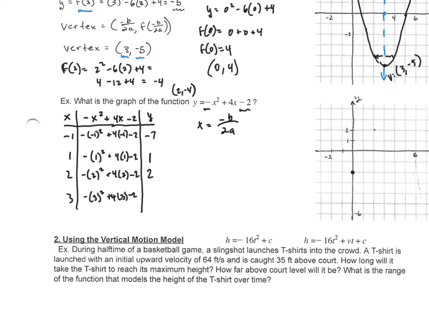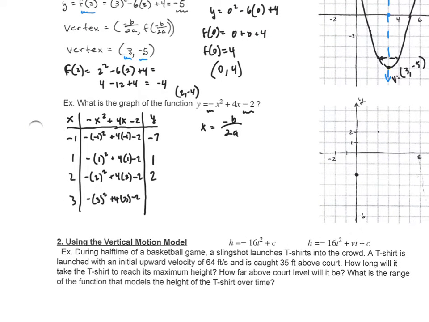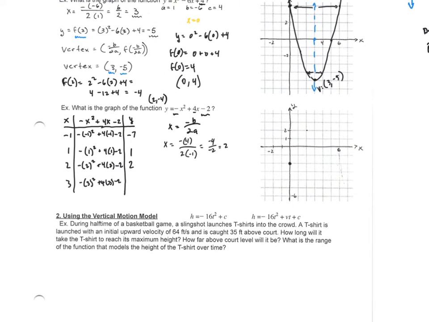Before I start plugging in points for my quadratic equation, without using a calculator, what I can do is plug in values for my axis of symmetry. So I have x equals -b over 2a, where b is 4 and a is -1, so therefore I have -4 over -2, or 2. So it looks like my axis of symmetry should fall at x equals 2. So there's my imaginary line of symmetry.